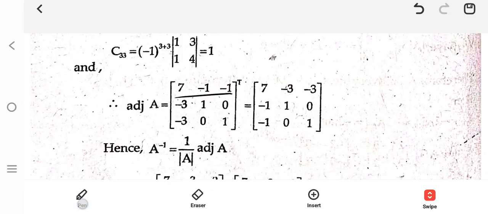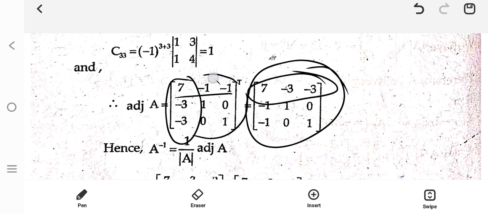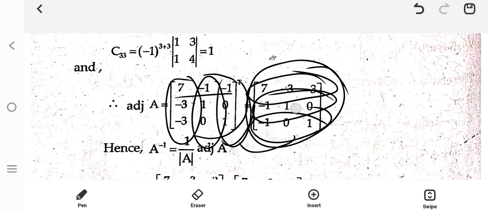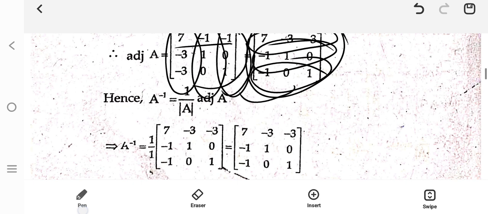And then we take the transpose of our cofactors, which just transforms the first column into the first row, the second column into the second row, and the third column into the third row. Hence the inverse is equal to the adjoint of A divided by the determinant of A.